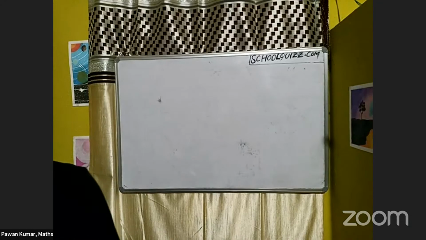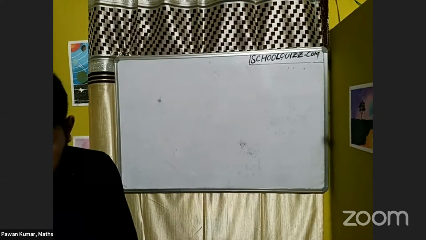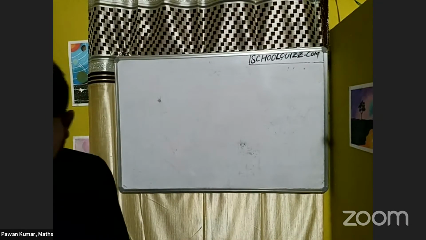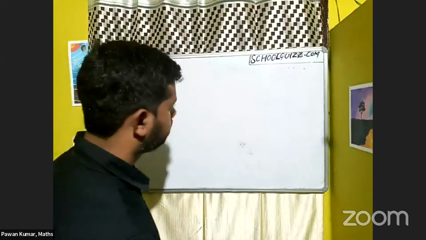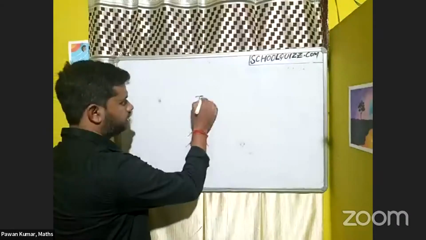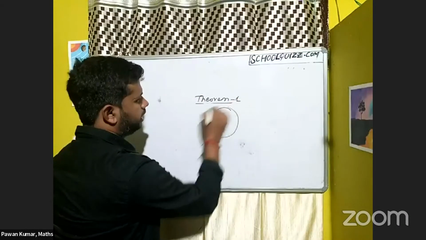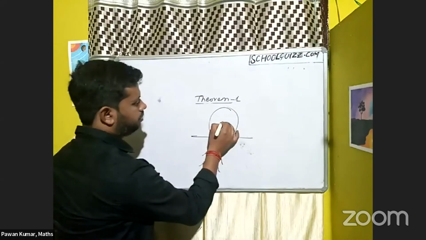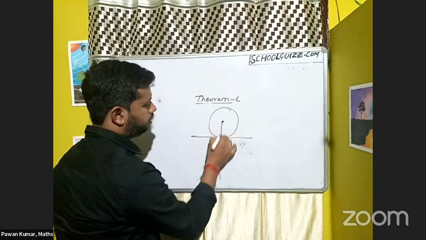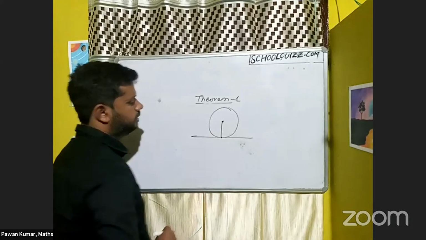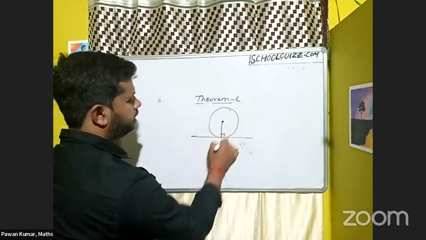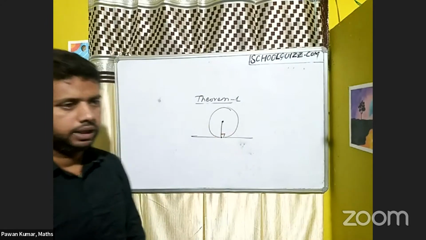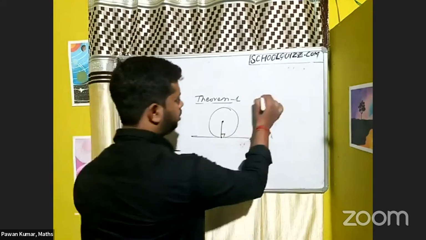But basically, for 10th standard, they are just giving two theorems here, correct? Theorem 1 tells you that if any tangent is drawn, and I draw a line from the center to the point of contact of the tangent, that is perpendicular. That is one theorem. Another one, theorem 2.